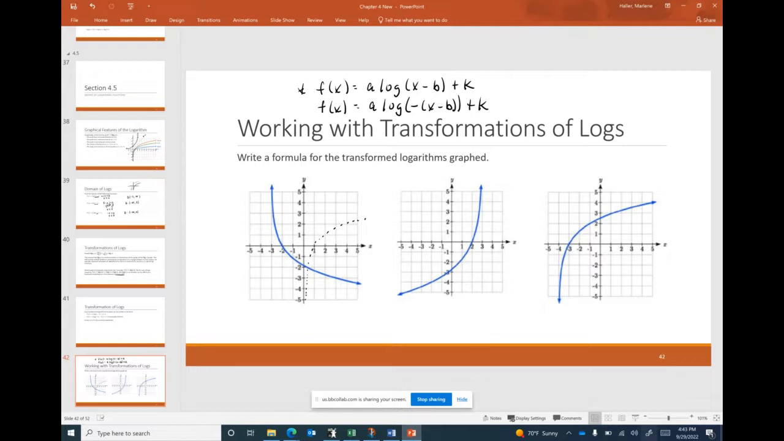Now what about the horizontal shift? That's always easy to see because the vertical asymptote is easily observed. We could see that the vertical asymptote is at x equals negative 3. So that means my b is going to be negative 3 here, right?